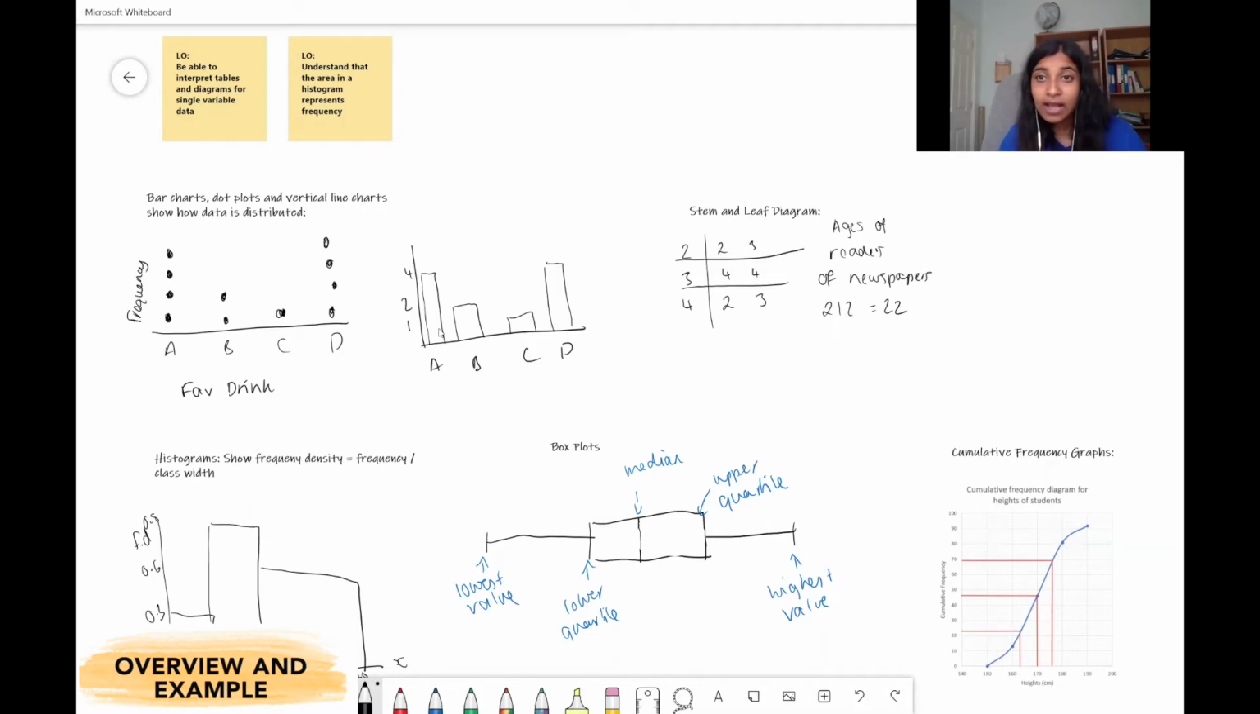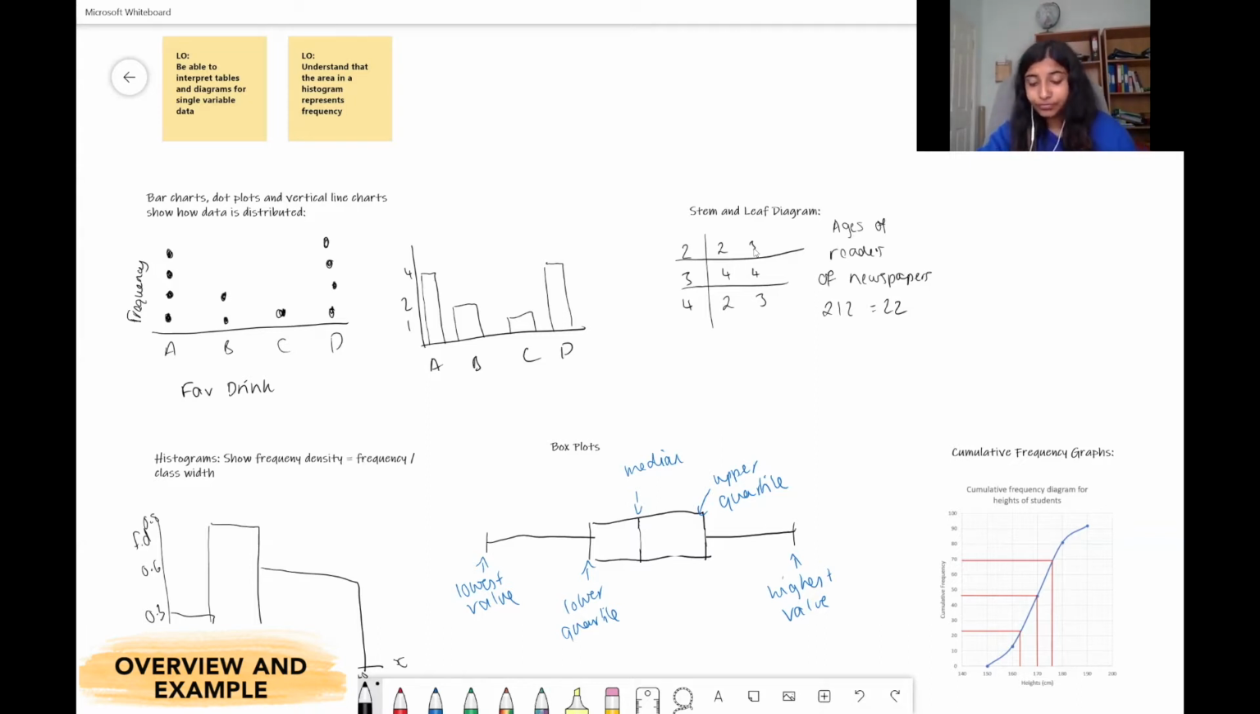The next one you have is the stem and leaf diagram here. And again, they just show your different values for your data. For example, if you wanted to show the ages of readers of newspapers, then you have the stem and leaf diagram, and you read it as, if you have 2 and then a 2, that's just equal to 22.